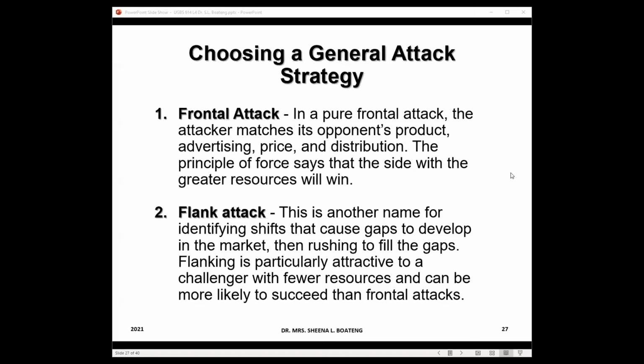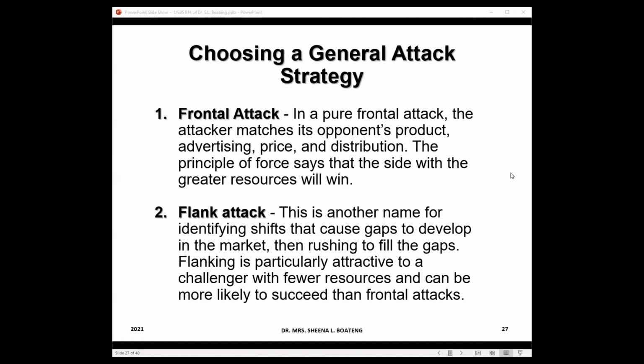Now, alternatively, the market challenger could use the flank attack. Now, this is another name for identifying shifts in the marketplace, particularly by way of consumer evolution in terms of their tastes and preferences, which will usually cause gaps in the market. So the market challenger can be able to identify some of these gaps, which, if they have not been identified already by the market leader or other firms in the marketplace, they can quickly rush and fill to be able to establish their position.